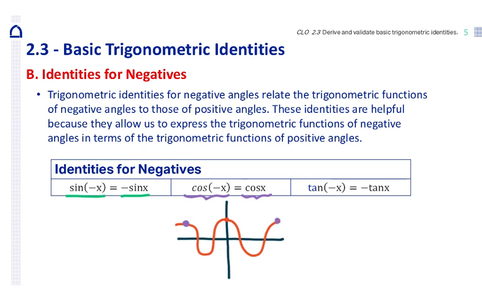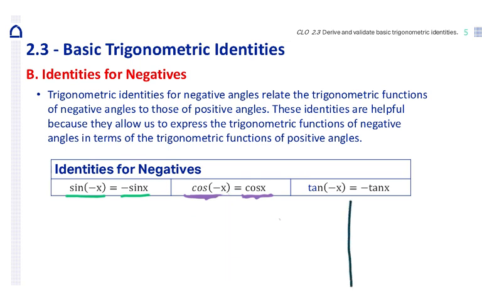And this has to do with the fact that the cosine is a mirror image across the y-axis. So it doesn't matter if you're going to the left or going to the right, you're going to be arriving at the same height. It's called an even function, and that's what this identity is saying. The cosine of a negative angle will be exactly the same as the cosine of a positive angle.